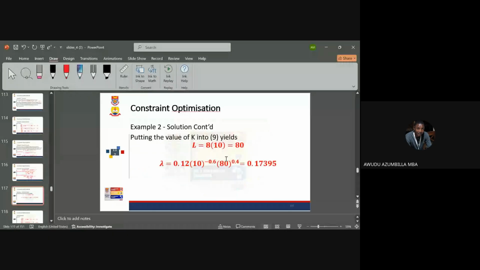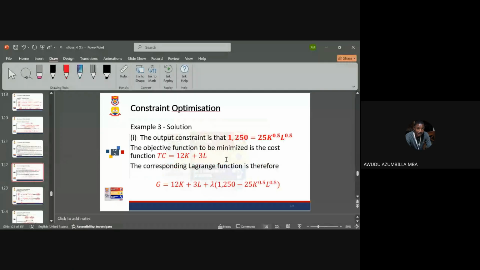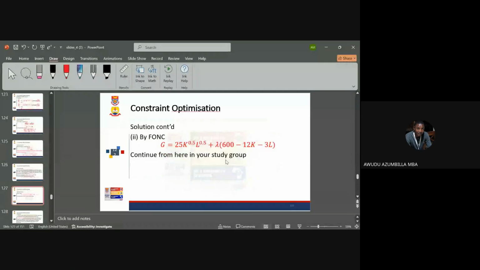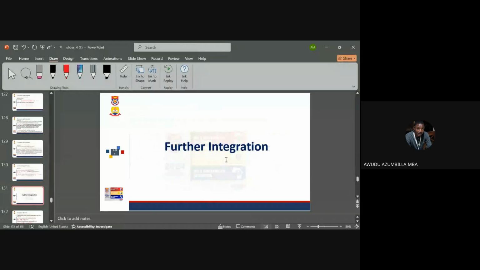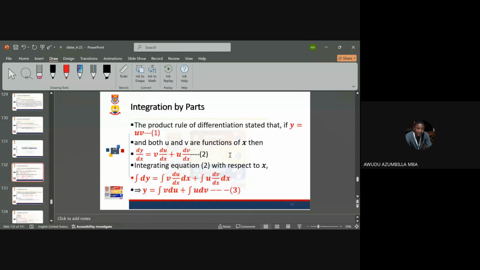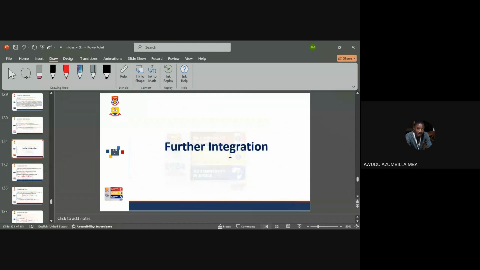Even though the solution is there, I encourage you to work it yourself together. But if you work and you don't understand anything, when we come, we'll address it. Then we'll move on to further integration.